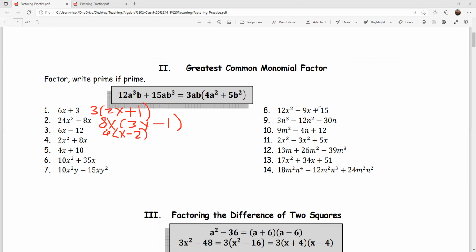So let's skip over here. Number 8, they have a 3 in common. If I were to take out a 3, I would have a 4x squared minus 3x less 5. Since I'm giving you this worksheet with the answers, be sure to practice it.